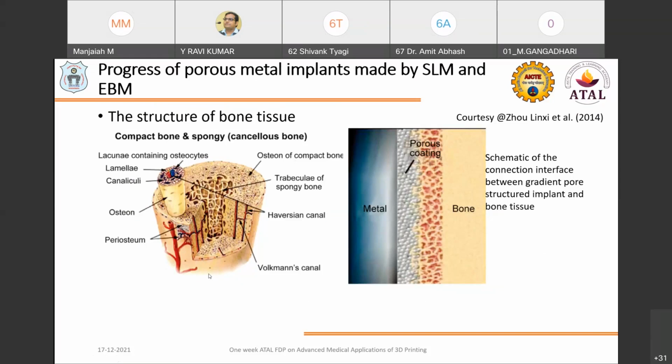human bones, where we need porous metals which are manufactured, which are highly biocompatible, and there should be a good connection between the interface of the pore and the implant structure with respect to the bone tissues. Those things are required in the fabricated parts.